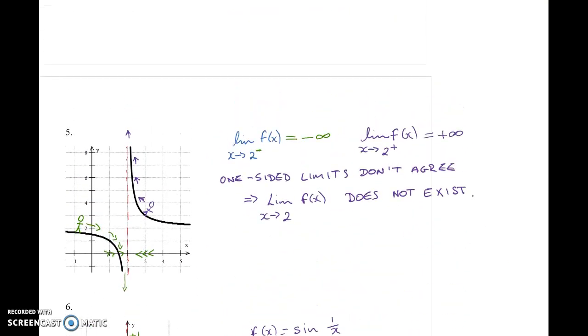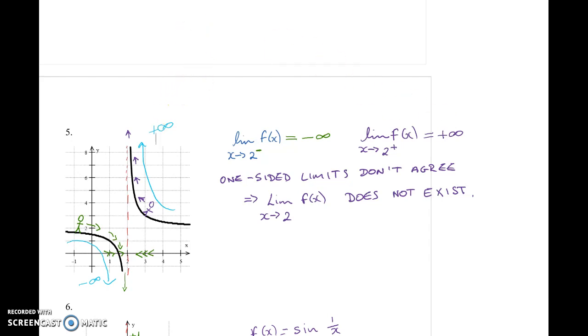Now let's go back to example 5. That's what we're looking at here. In example 5, the difference was that from the left hand side the graph went down to negative infinity. From the right hand side it went up to positive infinity. So those are two different heights. We don't have permission to say here that the limit is equal to positive or negative infinity. It's not, because it's two different heights. The only correct answer here is to say that the limit doesn't exist.